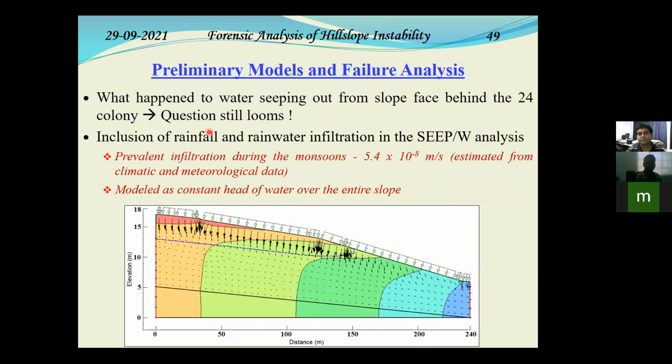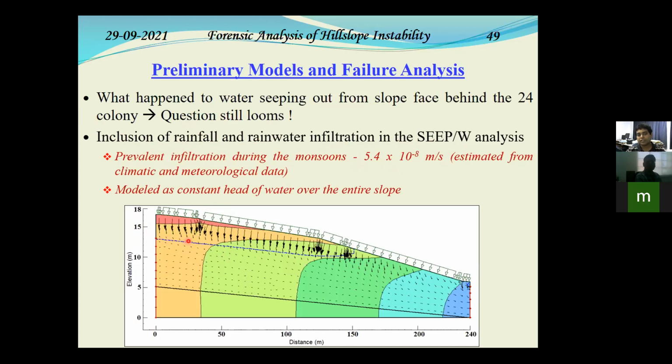So again, in the CW analysis, we considered the rainfall and rainwater infiltration from the meteorological and climatic data of that area, how much rainfall took place in that particular year after which the event took place. We considered a prevalent infiltration, and we modeled that infiltration as a constant water head over the entire slope, because over the entire slope, the rainfall had occurred. And that led to percolation of the rainwater, and that led to the rise of the water table.